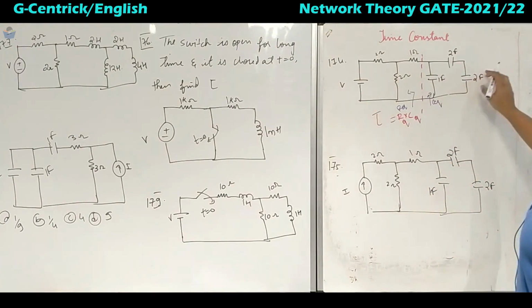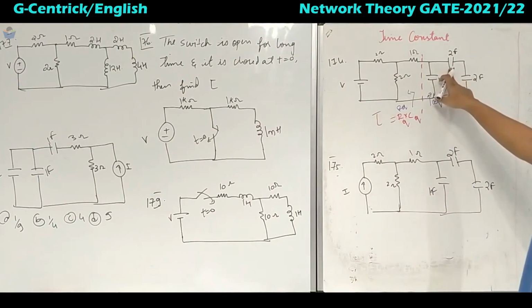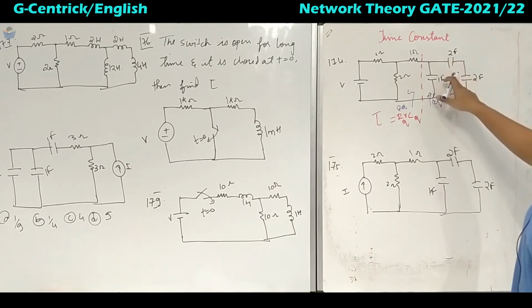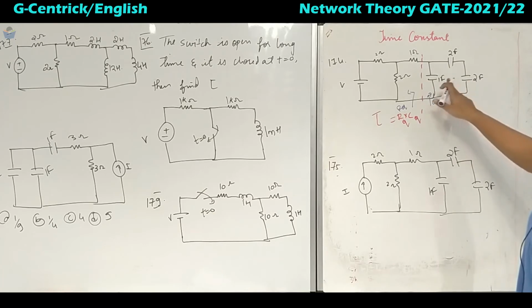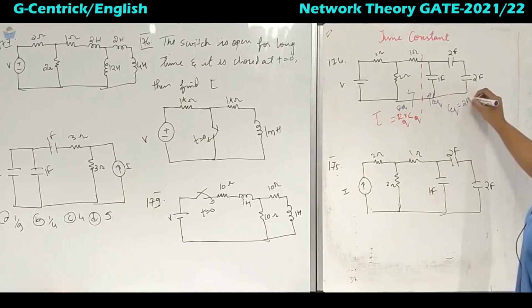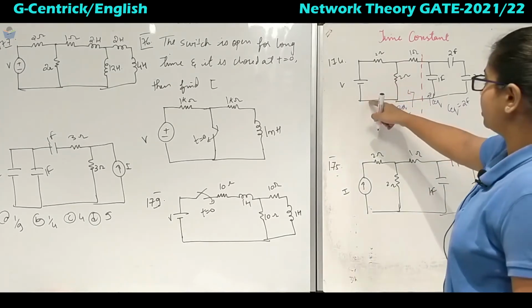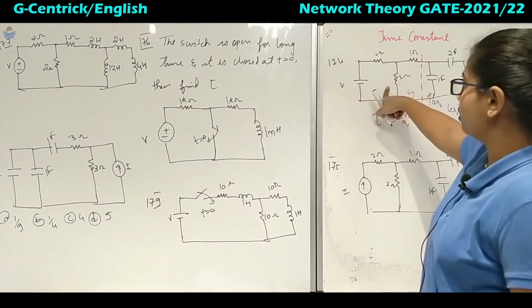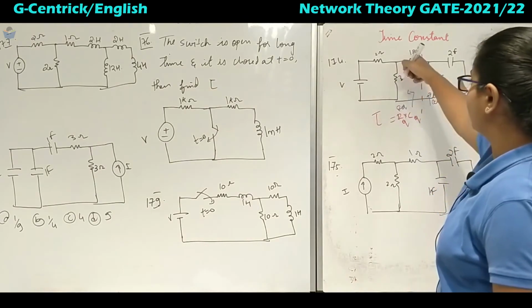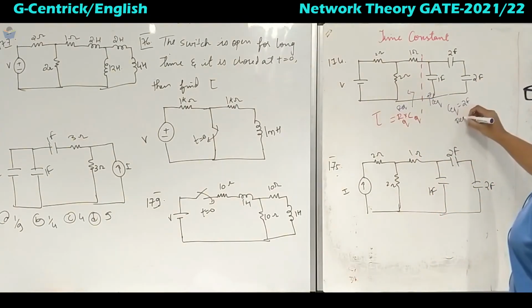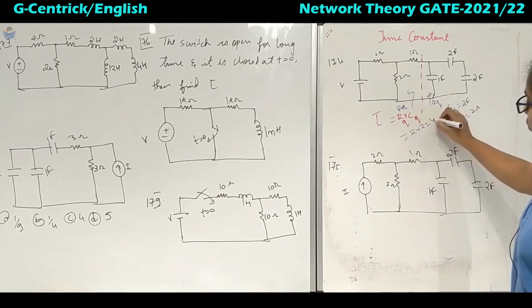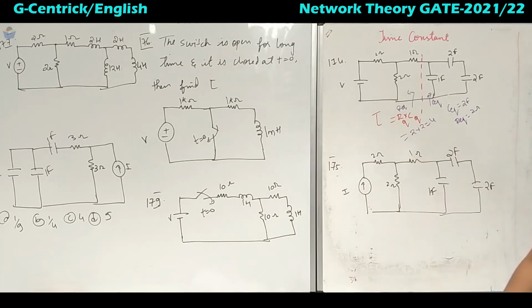For C equivalent, these are in series, but we have to take them as parallel. So 1 by 2 and 1 by 2 will be 1 farad. Then 1 farad plus 1 farad in parallel gives C equivalent as 2 farad. Now on the resistor side, 2 and 2 are in parallel. They have equal resistance, 1 plus 1 will be 2, so R equivalent will also be 2 ohms. Multiplying them, the time constant is 4.